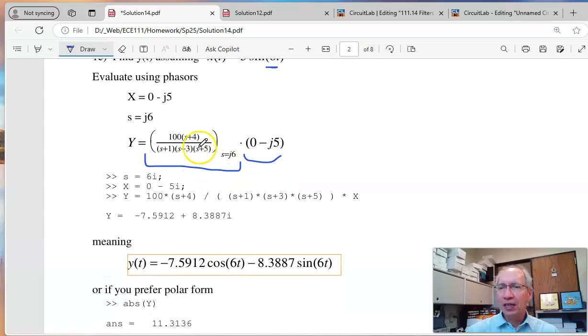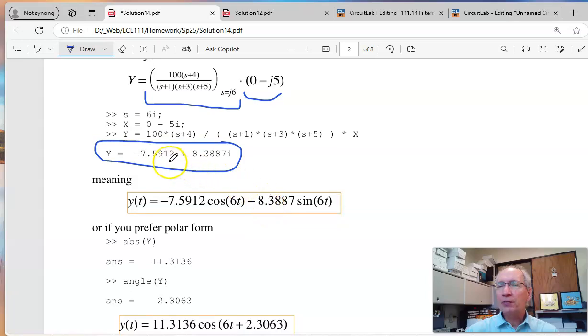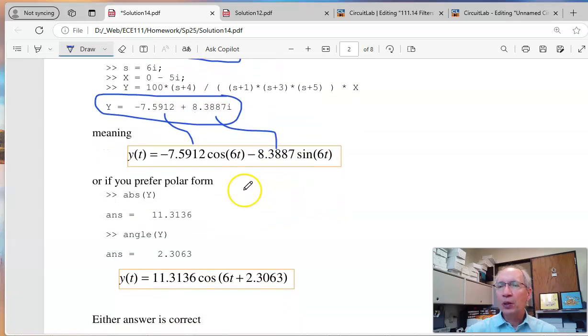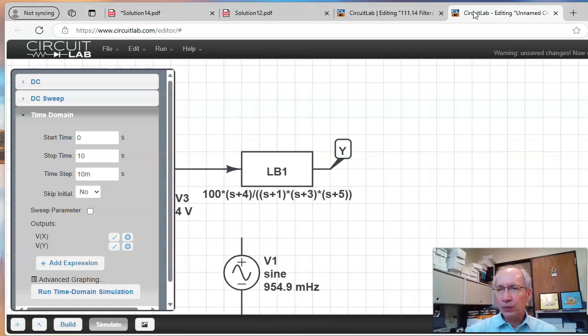Analyzing in Matlab, here's s, here's x, here's y, that's y. In rectangular form, the real part's cosine, minus j is sine. Or in polar form, the magnitude is the amplitude, the angle is the phase in radians. I could check that in CircuitLab. Going over to CircuitLab.